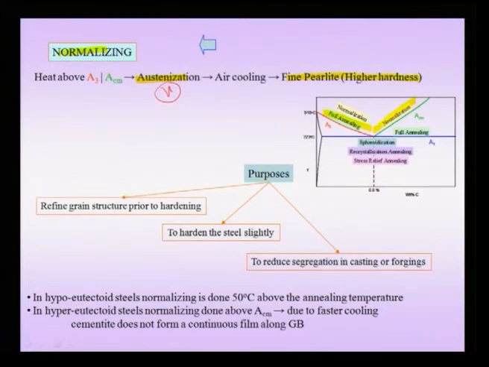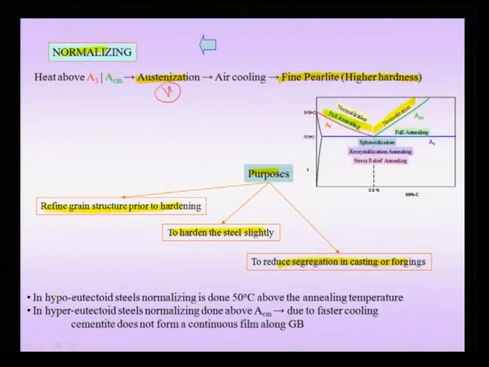The purposes of normalizing are to refine the grain prior to hardening, to harden steel slightly, or to reduce segregation in castings and forgings. So, there are multiple purposes for which normalizing is used, but the final microstructure is fine pearlite.